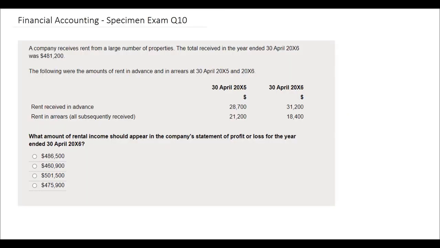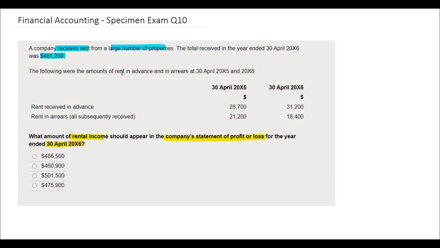In this question, you are being asked to identify the rental income that should appear in the company's statement of profit or loss for the year ended 30th of April X6. The detail of the question reveals that the company receives rent from a large number of properties and that the total they received in the year 30th of April 20X6 amounts to 481,200.